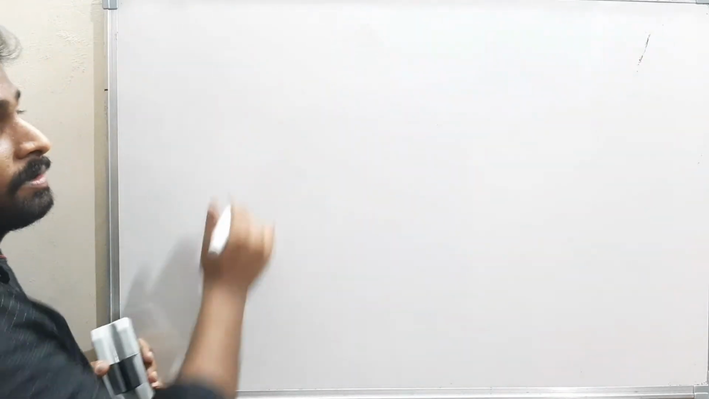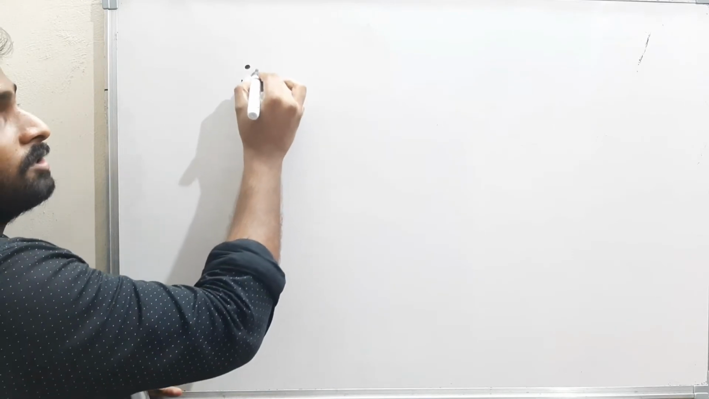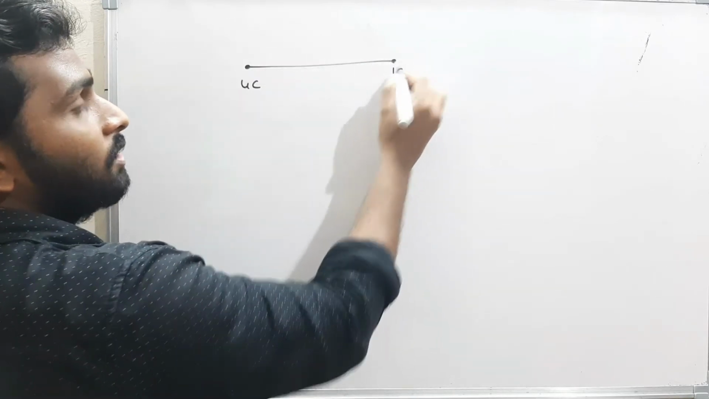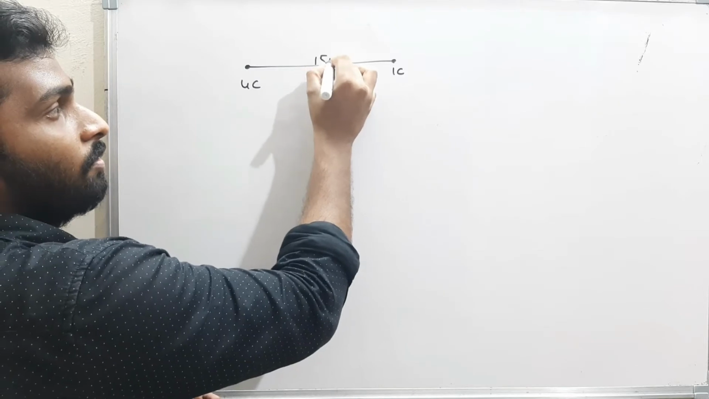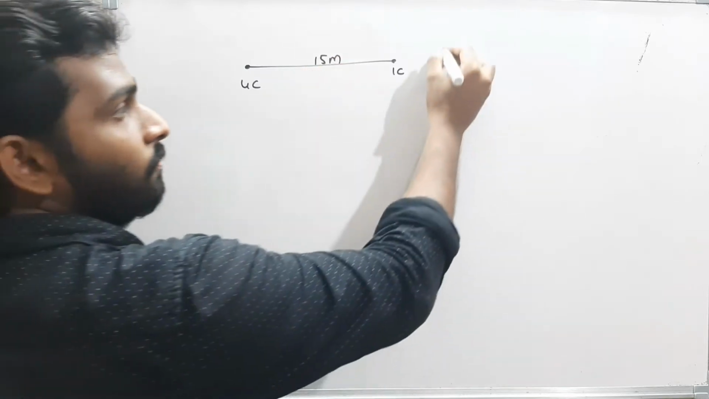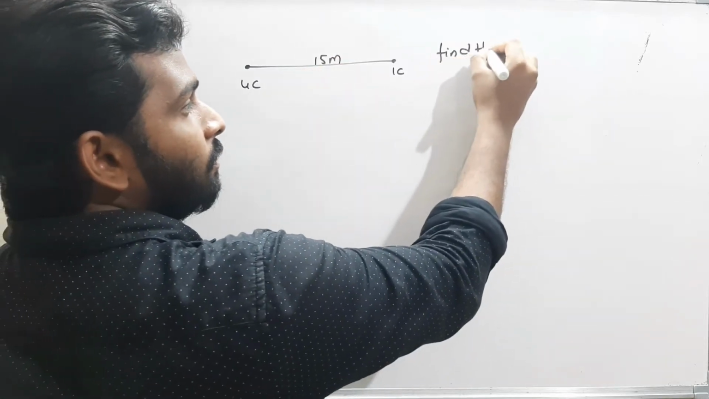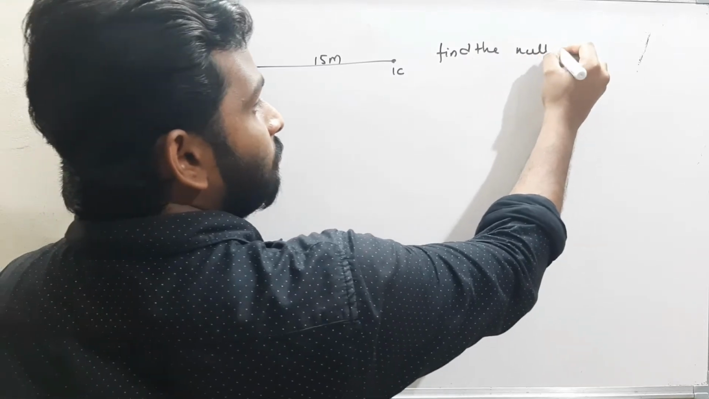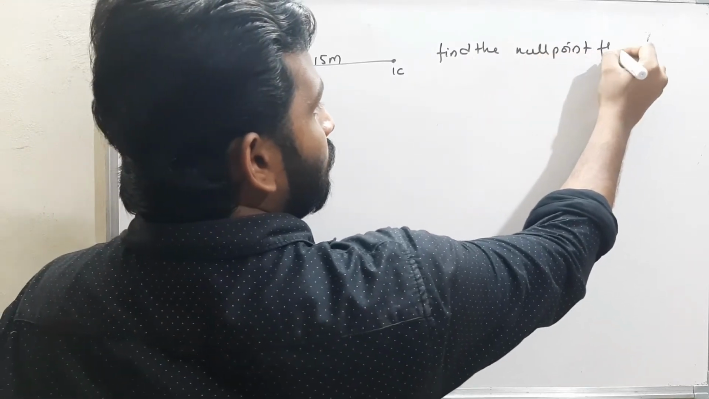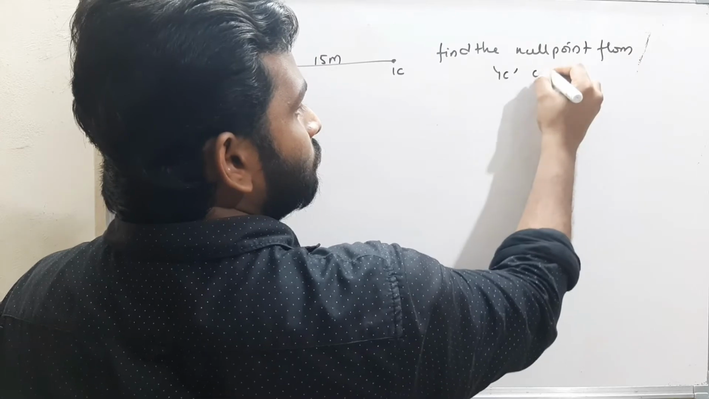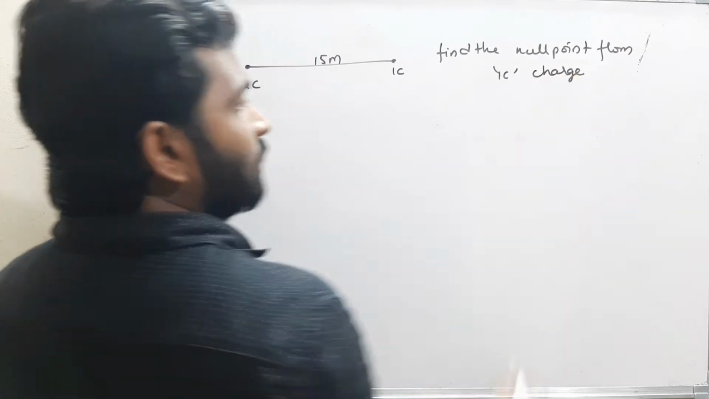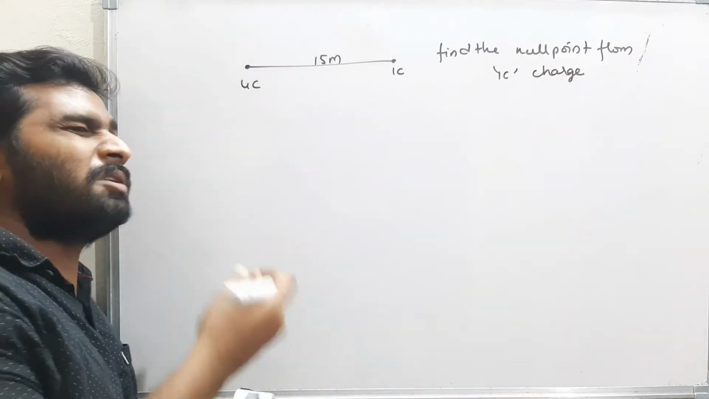Okay, now see here. They gave a 4 coulomb charge and a 1 coulomb charge, and the distance between them is 15 meters. Now we have to find the null point from the 1 coulomb charge. This is a very simple problem.